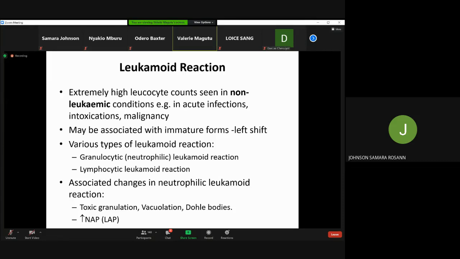There are some changes that are associated with, for example, neutrophilic leukemoid reaction. You will have changes that may be indicative of the reactive process. For example, you would see toxic granulation, vacuolation in cytoplasm or Döhle bodies in a severe bacterial infection that causes a very high white cell count. There's the leukocyte or neutrophil alkaline phosphatase score, which we don't use as much, but it will be discussed as you come and do your lecture with us.